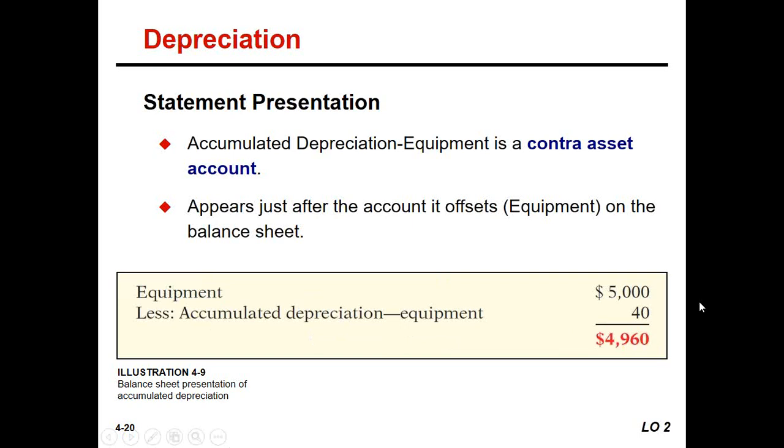Book value is the difference between cost and the accumulated depreciation. Book value has nothing to do with Kelley Blue Book value or any of the other like used equipment guides. Book value is strictly the difference between our original cost and our accumulated depreciation.